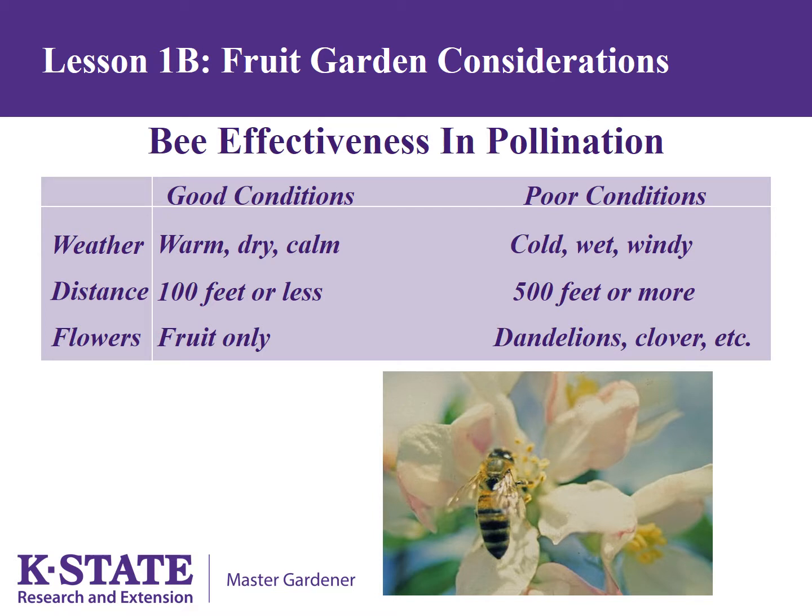Since fruit are pollinated by bees, bee effectiveness is important. Bees like warm, dry, and calm conditions and dislike cold, wet, and windy. They also prefer a distance of 100 feet or less between fruit plants, and a distance of 500 feet can prevent pollination. Bees prefer plants close to the ground, such as dandelions and clover, so they can avoid wind. However, these plants usually bloom later than our fruit plants, and so this is rarely a problem.